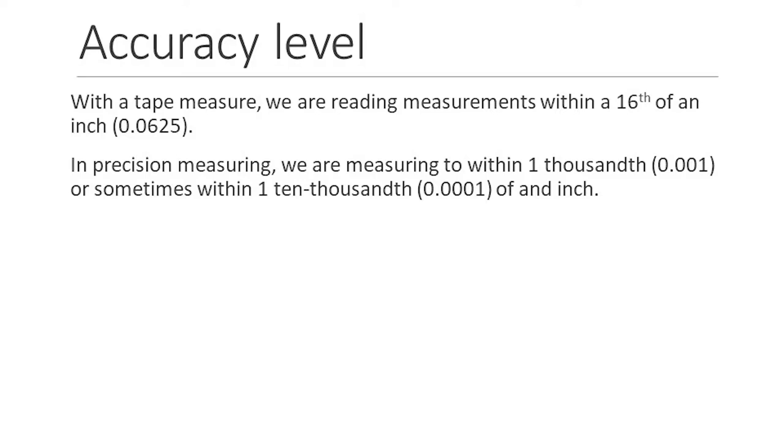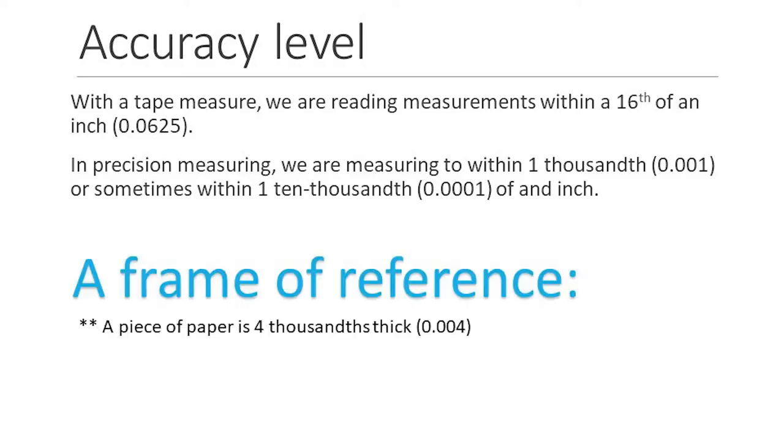So in perspective, a 16th of an inch is 0.0625, and that's the accuracy we can read to on a tape measure. We're going to read down to 1,000th of an inch, which is 0.001 of an inch, or 0.0001, 1/10,000th of an inch. To put that into reference for you, the thickness of a sheet of paper is about 4/1000th of an inch thick.